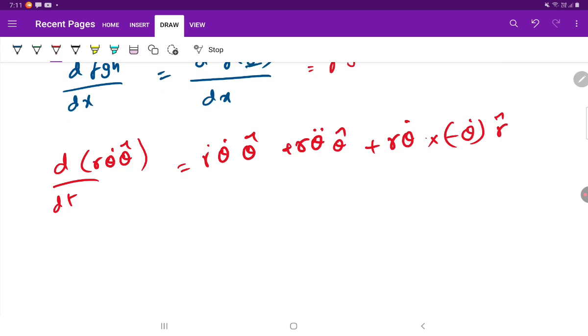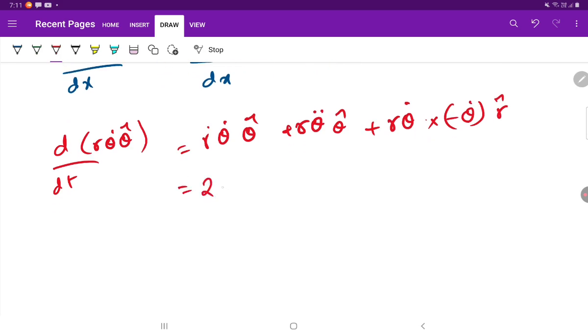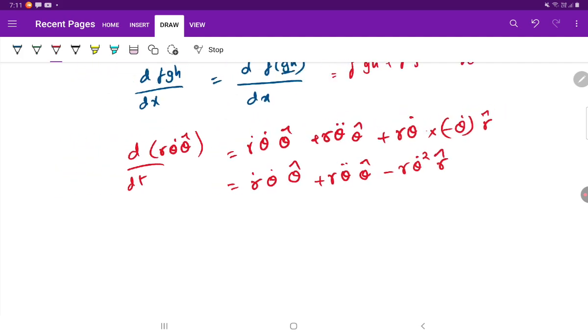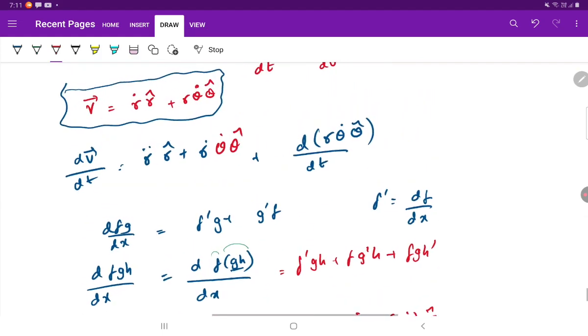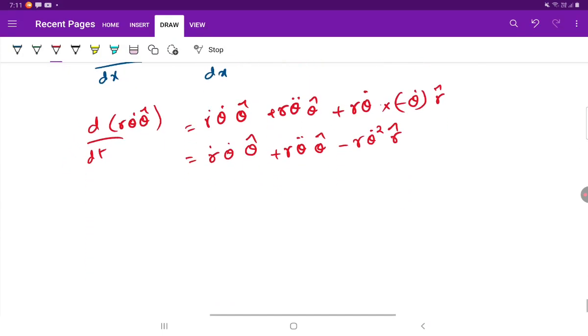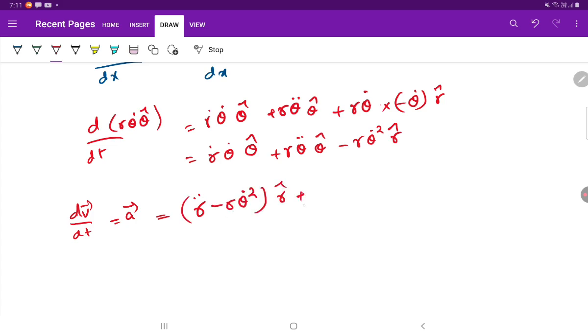I'm just doing the simplification of this term. So I get r dot theta cap plus r theta double dot theta cap minus r theta dot square r cap. Okay, the result will be somewhat like this, and adding both of them, dv vector by dt, that is the acceleration vector, is given as r double dot minus r theta dot square r cap plus theta cap times 2 r dot theta dot plus r theta double dot. So yeah, that's the final answer.